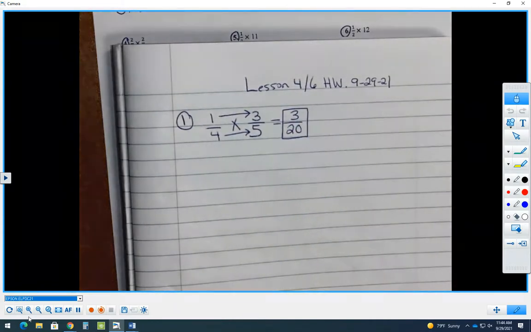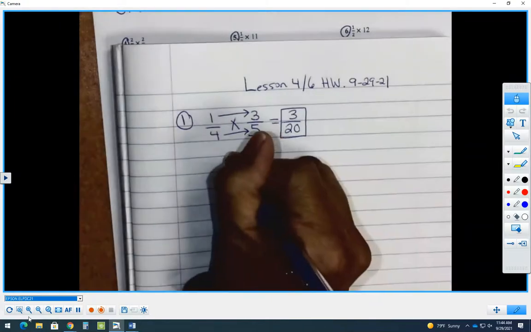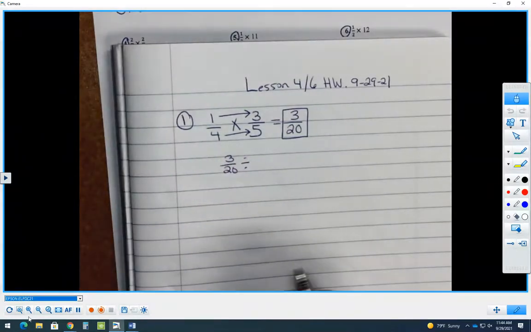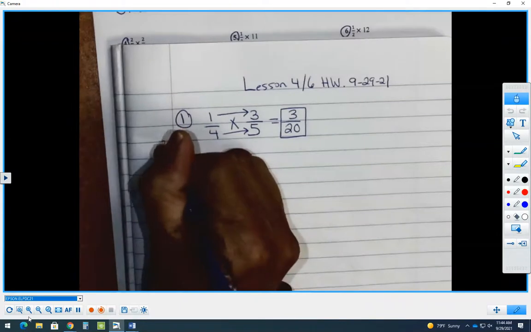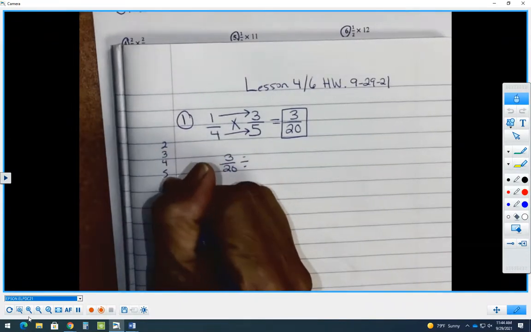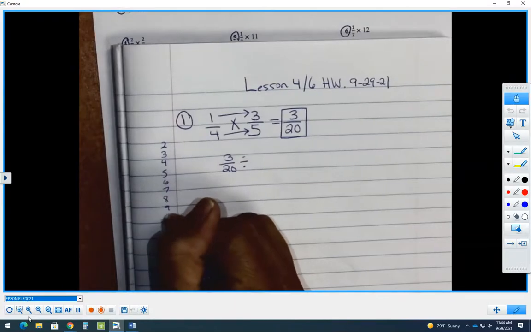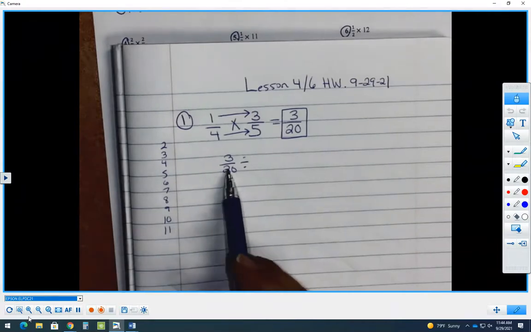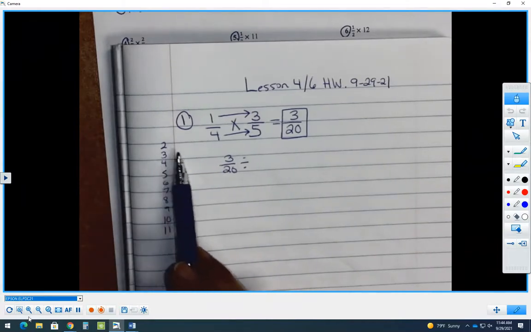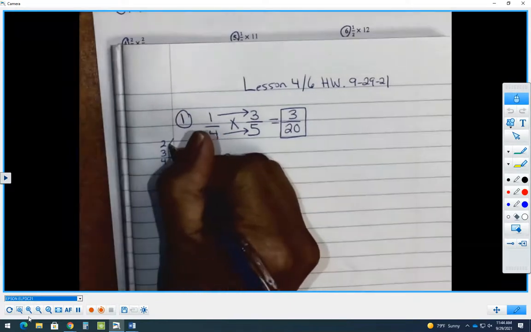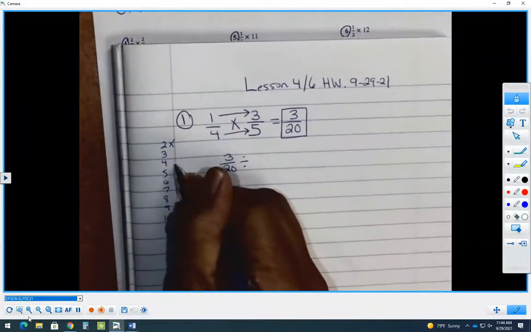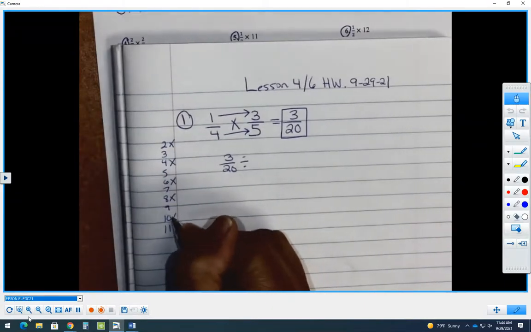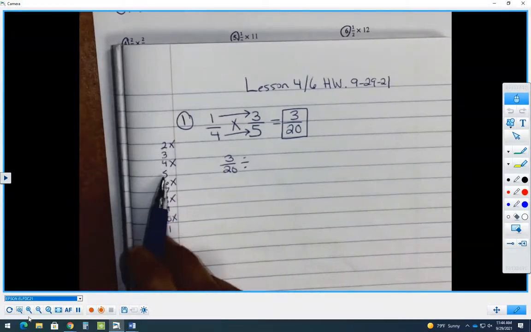But then I need to check if I can what? Simplify. So I'm gonna write 3 out of 20 here on the bottom, and I'm gonna try to simplify. Now I told you that one way you can make it easier is to do your little checklist, like 2, 3, 4, 5, 6, 7, 8, 9, 10, 11. So these are possible factors of 3 and 20. They might be. So let me start with 2. Is 2 a factor of 3? No. I also told you that if 2 is not a factor of 3, then none of the even numbers will be factors of that. None of them. If 2 is not a factor, none of the even numbers will ever work.